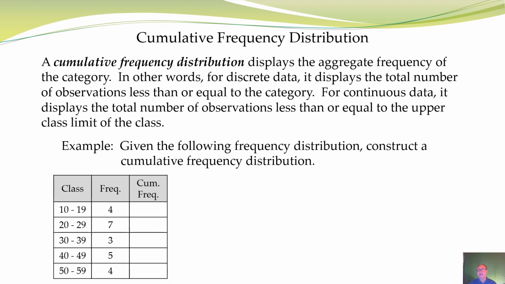This time, I need to add a column for cumulative frequency. So I want to add the frequencies as I go through the table. So the first cumulative would be 4. For the second class, it's going to be 4 plus 7, 11. For the third class, it's going to be 4 plus 7 plus 3, 14. For the next class, it's going to be 4 plus 7 plus 3 plus 5. And the last class, you add them all up, and you get 23.